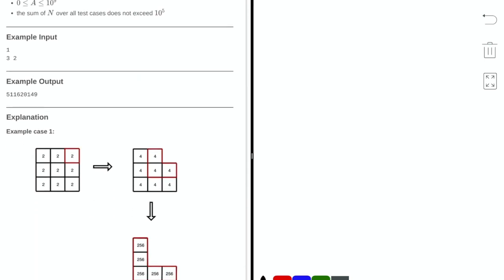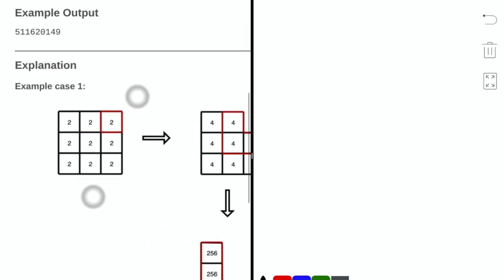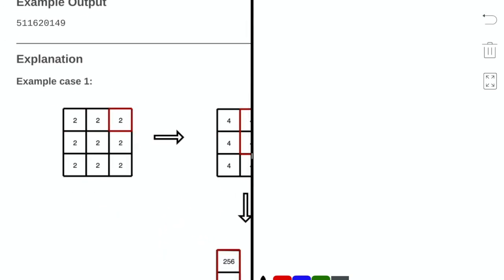So the input is 1, 3, 2. So we're given a 3 by 3 matrix, and each of the values in the matrix are 2. And so here we can see in the first version of the matrix that the first element that's removed is the element on the upper right. And so in this case, P of 1 would just be 2, because P of I is the product of all the elements that are being removed. And in this case, only 2 is being removed.